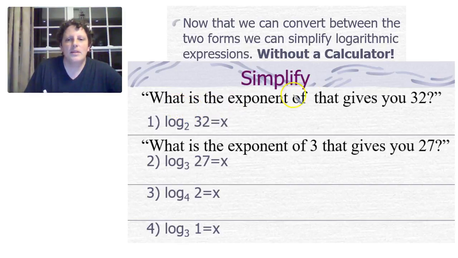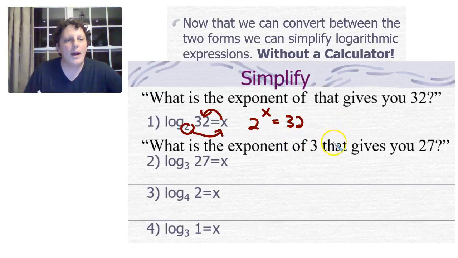This one says, what is the exponent that gives you 32? That's really what this logarithm is asking you. It's saying 2 to what power gives you 32? You can write it as an exponent. And that might be something you can do with powers of 2 in your head without a calculator and say, well, 2 times 2 is 4, and 4 times 2 is 8, and 8 times 2 is 16, and 16 times 2 is 32. So that means that x has to be 5, because 2 to the 5th power is 32. Maybe you can do that in your head.